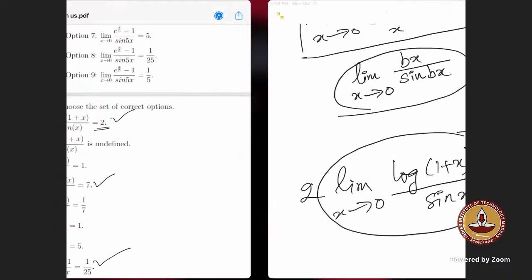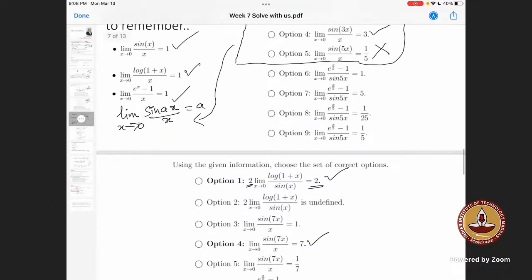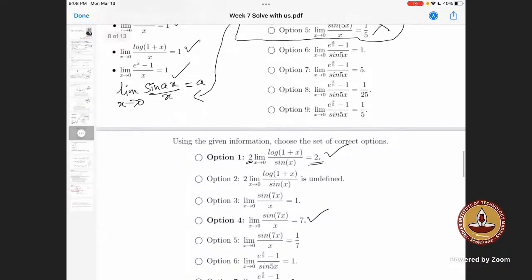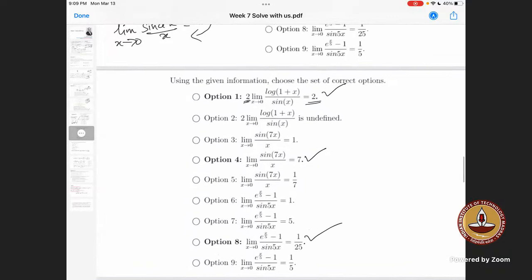Someone is asking something. Yes, sir. Discuss option 2, sir. Option 2. See, option 1 and option 2 are the same, right? So what is the value of this limit? It is 2, right? But option 2 is saying it is undefined, which is not the case.